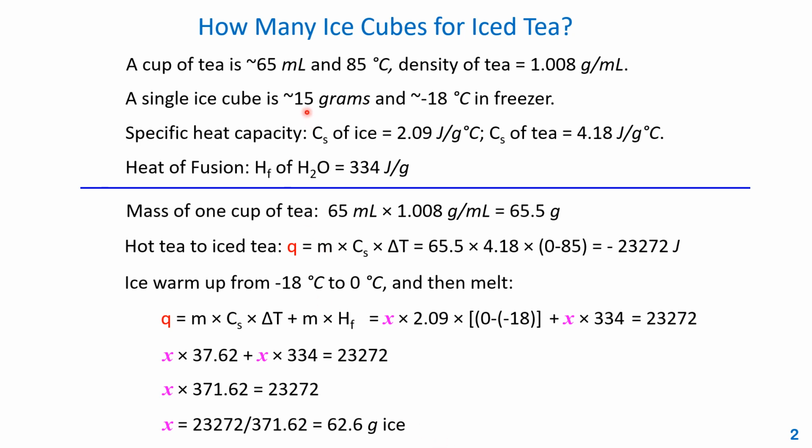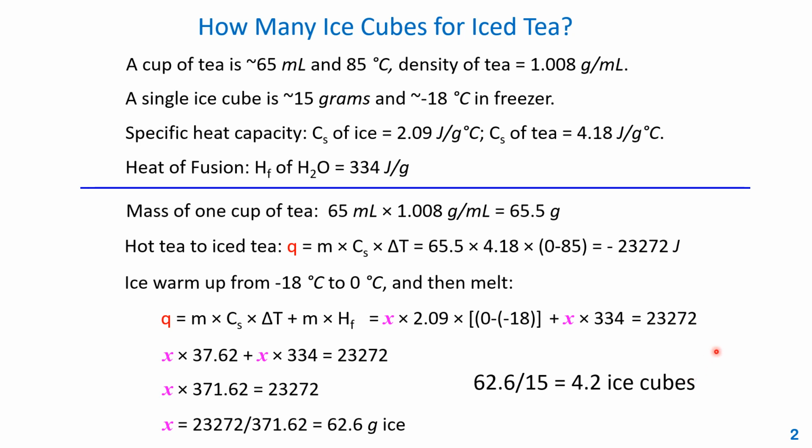Now each ice cube is about 15 grams. So how many ice cubes? You can use the total mass of the ice divided by the mass of one ice cube. The division gives you about 4.2 ice cubes. So if you add 5, that should be enough, right? Even 4 should be okay. Sometimes people don't want to make 0 degree iced tea, so maybe just 10 degrees, that's okay.